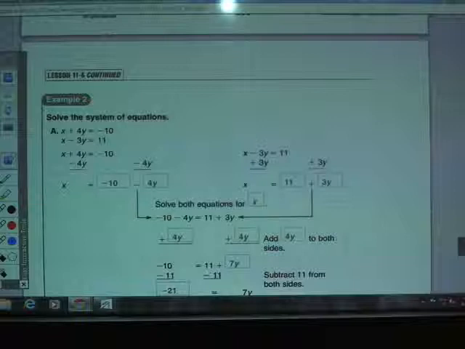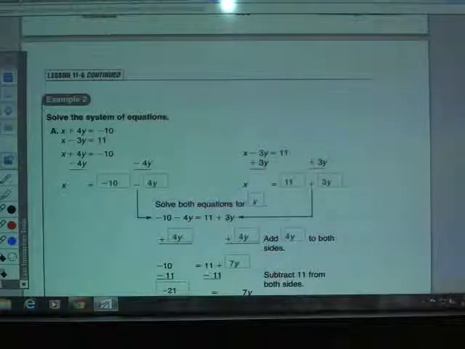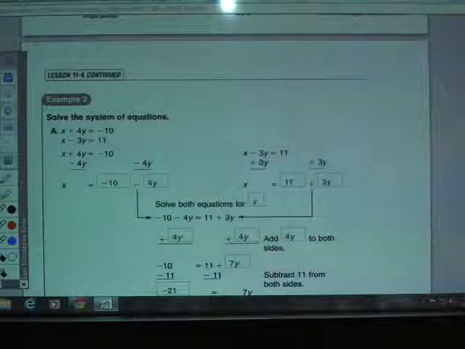All right, let's go ahead and take a look at the next one. x plus 4y equals negative 10, and x minus 3y equals 11. Now this doesn't exactly look like the last question because the last question is already set up to say y equals and y equals. This one doesn't say that. So you have to manipulate the equation to make it say that so we can use the same technique that we used in example 1.